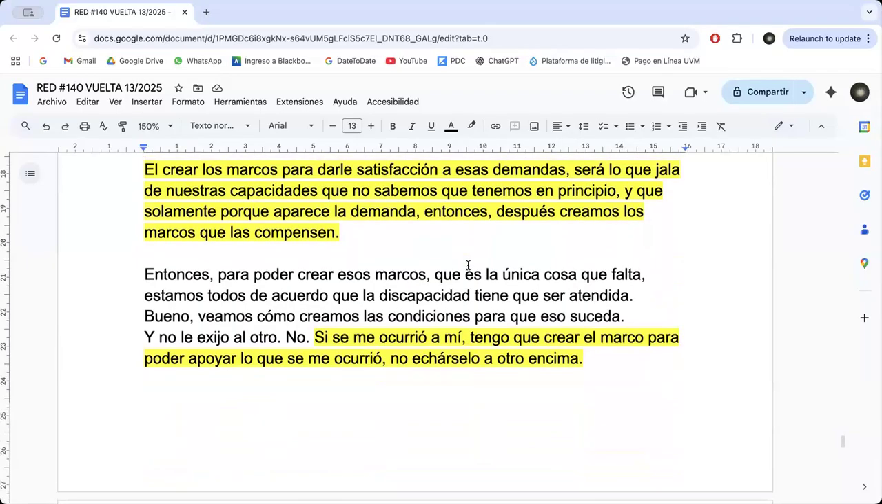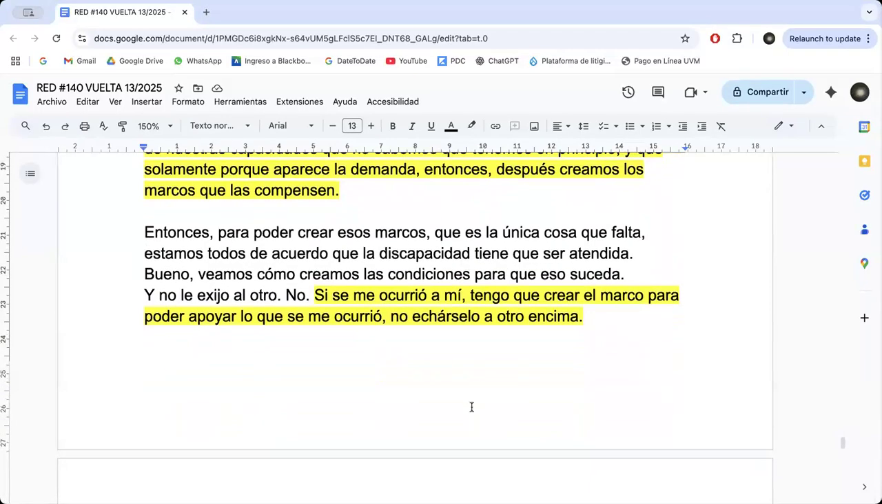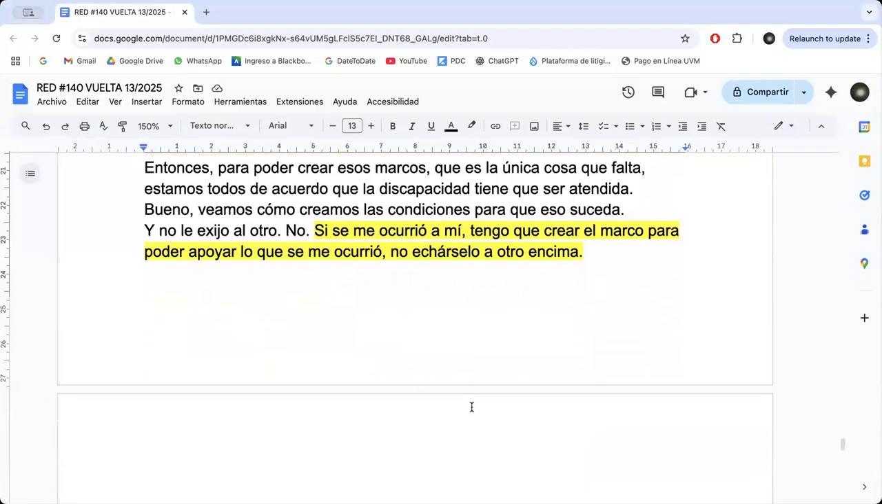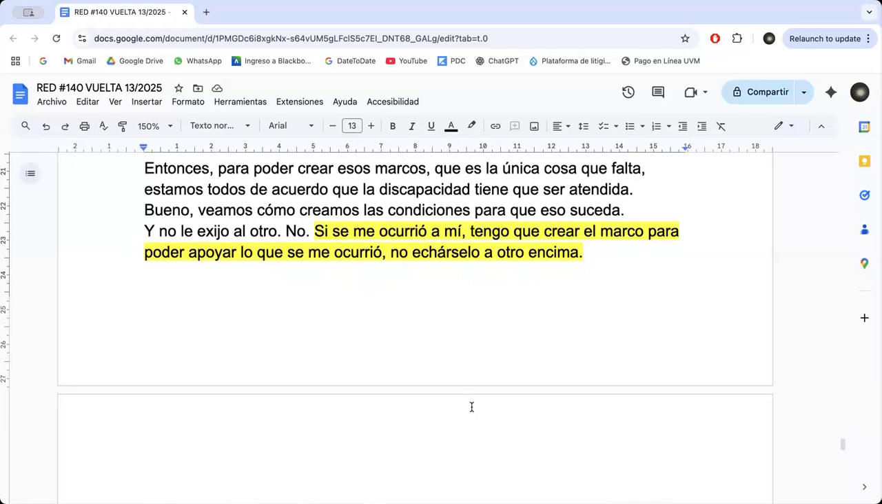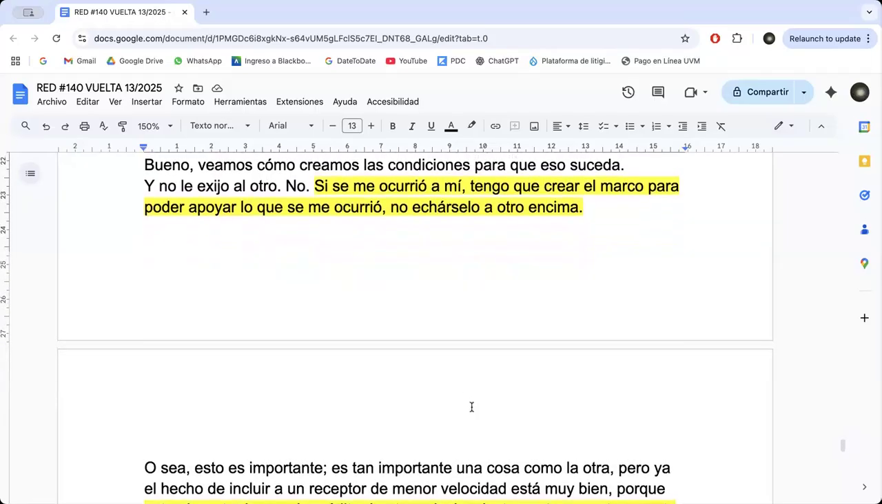So this is what's going to pull our capacities that we don't know we have in the beginning. We only know we have these capacities because there's a demand that pulls from us. So then later we can create the frames that compensate them. So to be able to create these frames, what is the only thing that is missing? It is that this disadvantage needs to be provided for, like needs to be considered. So we're going to see how the conditions are generated for that to happen.